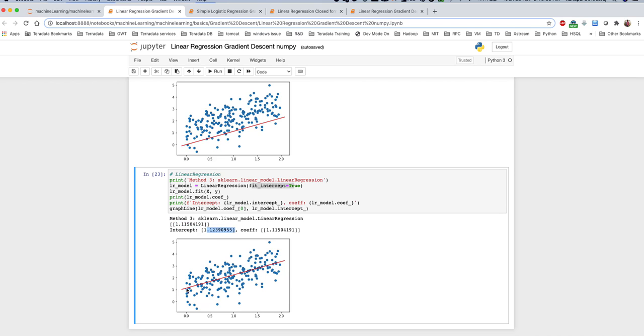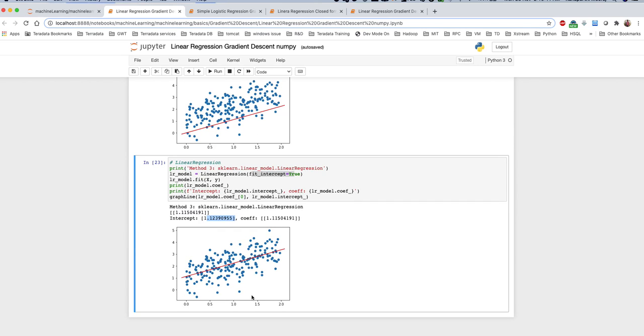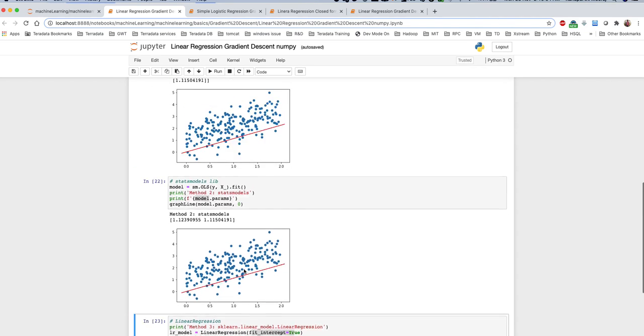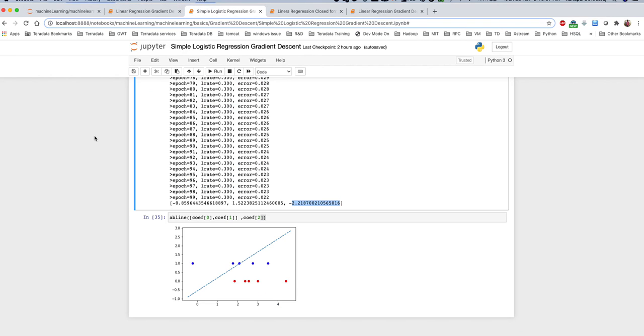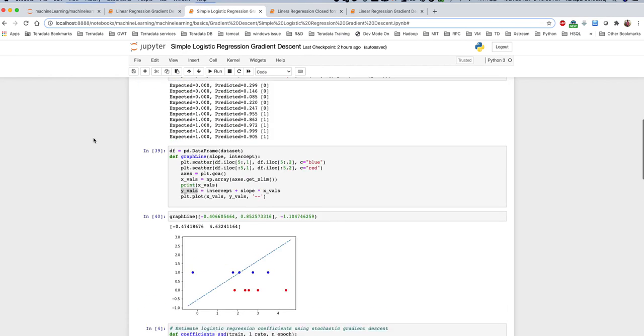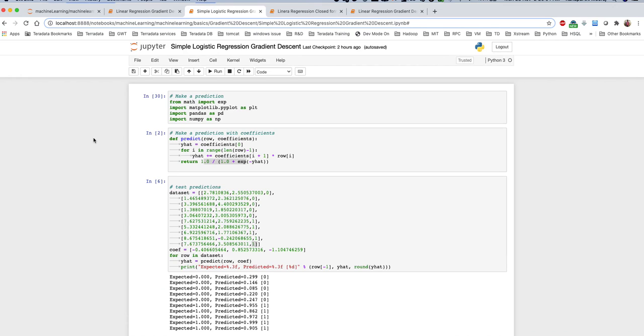When you have the intercept, you can see the model has fit perfectly. Now we can predict that if the x value is 1.5, then the value is 2.5. So you can confirm the predicted output a little bit more accurately. So this is about linear regression. Now let's go to logistic regression with gradient descent, and here I will be explaining a little more about the gradient descent algorithm.